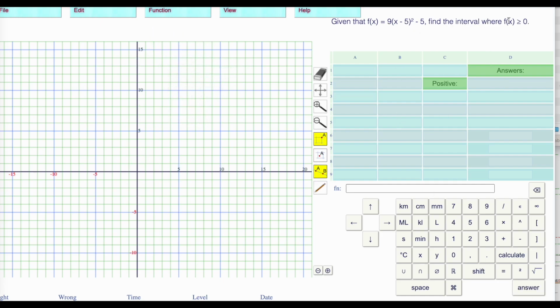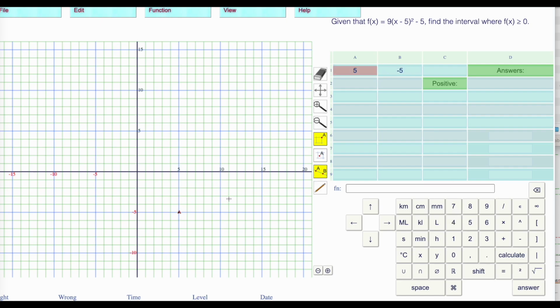Here we want to know when it's positive, this is opening up, and we are below. This one's going to be fun. I want to find the vertex, which is positive 5, negative 5. X is 5. The y value is equal to 9 times, open bracket, the x value minus 5, close the bracket, squared, minus 5, which gives us minus 5. 5 and negative 5 like that.